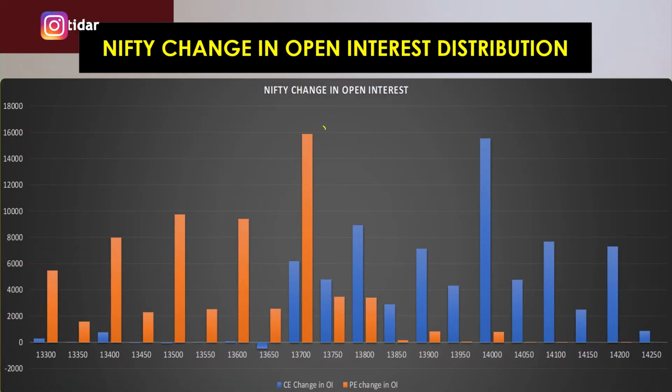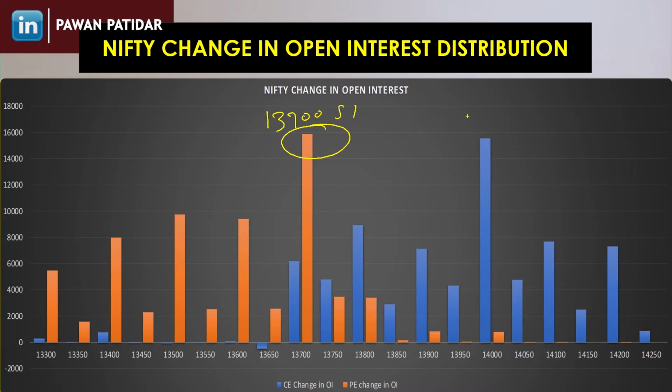If you see here, support is at 13,700. So that is support 1. And where is resistance? Resistance 1 is here at 14,000. So resistance 1 for change in open interest and open interest is the same. But if you see, the support is a little bit here and there. The support for today was 13,700. It also indicates that tomorrow the same support is expected. Means tomorrow also the support can be at 13,700 if the market doesn't go down.